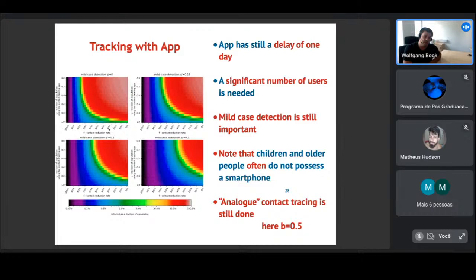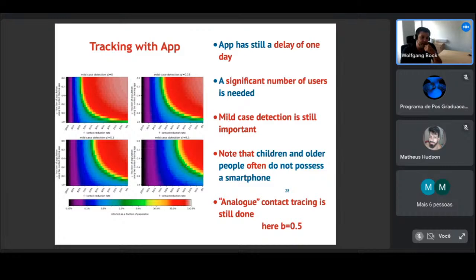So this one is the fraction of users you need. Again, here we have contact reduction. You see, if you have mild case detection where you say you don't find anybody, then to have some change in the contact reduction, you need almost 100% having this app installed. And if you think about that small kids and very old people have no smartphones, then this is something you can completely forget. If you have a higher mild case detection, that is what dominates, so the app doesn't bring you that much. But if you would have 60% already, you can go to 30% of contact reduction, which is already quite nice.